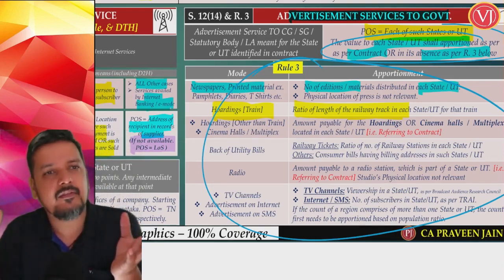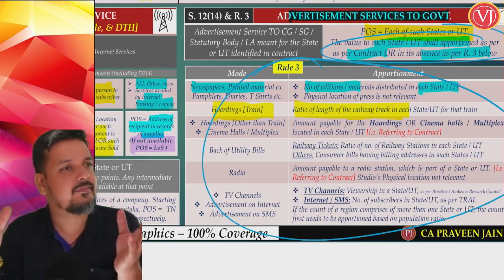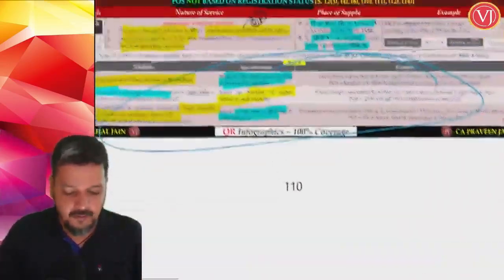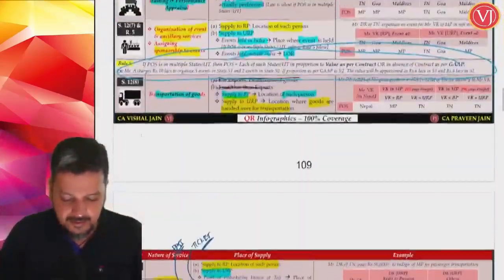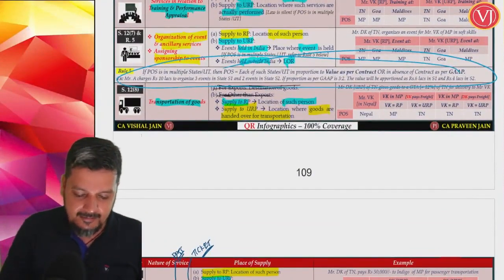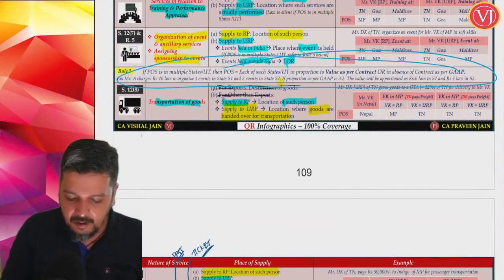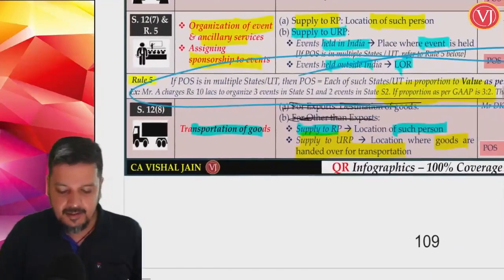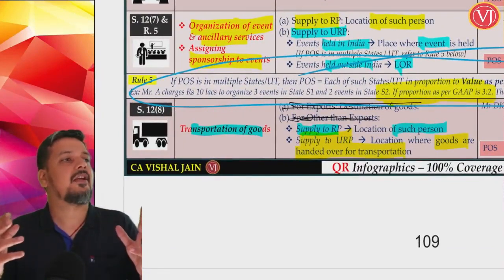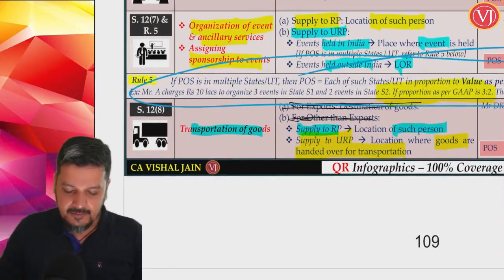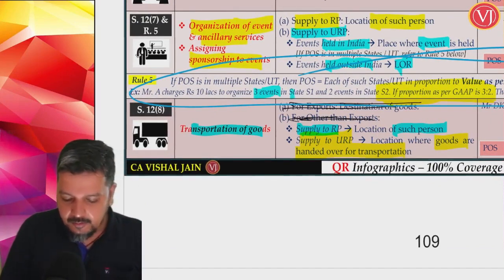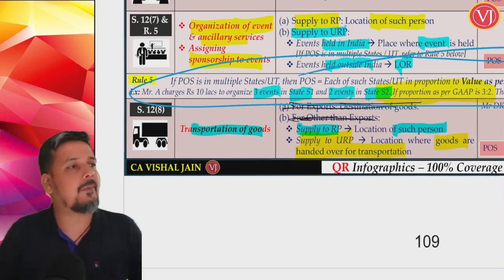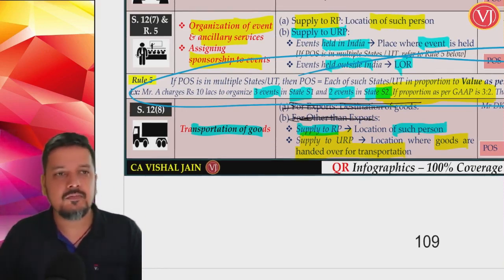Logical answers. Rather, Rule 5 does not even give an answer. At least Rule 3 and Rule 4 take efforts to give an answer. Rule 5 tells that it is on the basis of generally accepted accounting principles. If there is an event in 2 states, and there are totally 3 events in state 1 and 2 events in state 2, what will be the logical bifurcation? 3:2.